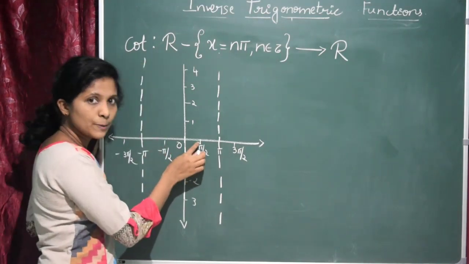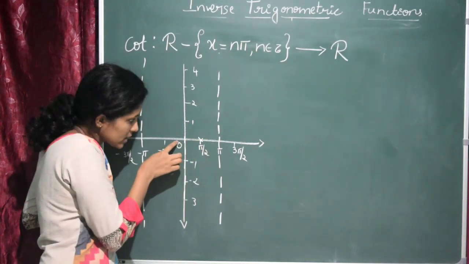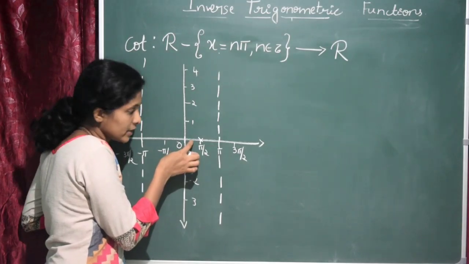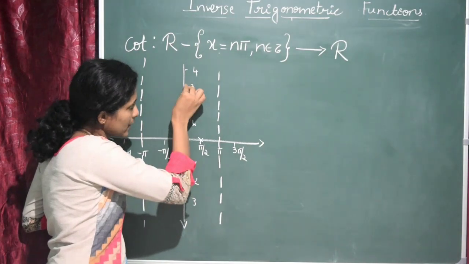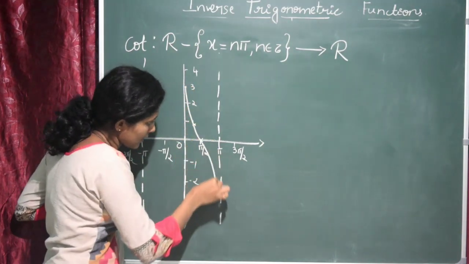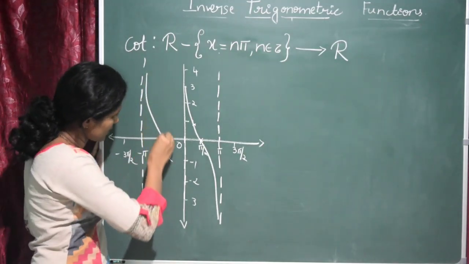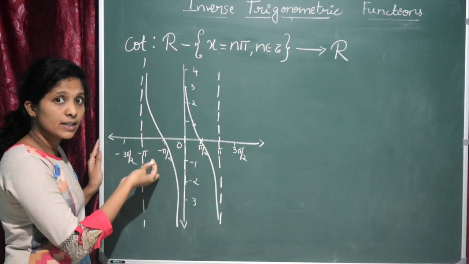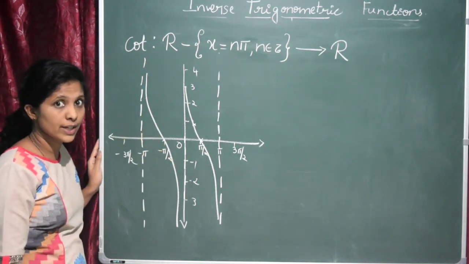Now cot pi by 2 will be 0, right? Cot pi by 4, this is 0 to pi by 2. In between, half of this, pi by 4, will be there. It is 1, right? So the graph of this function will be like this. Next it is here, the graph of this one will be like this, and it is continuous. This is the graph of the cot function.